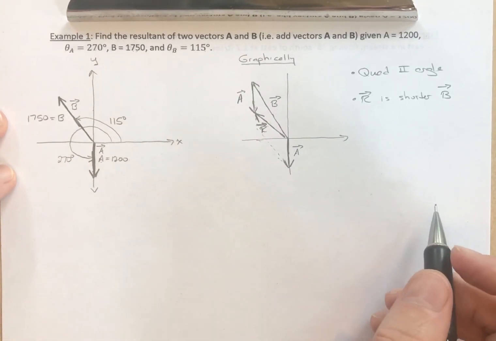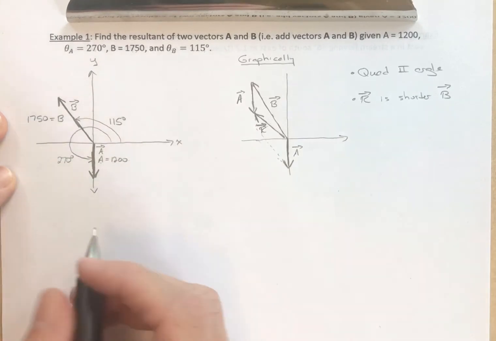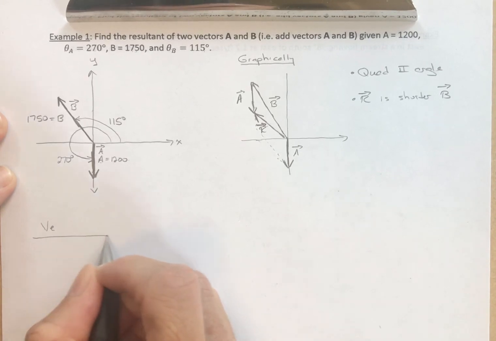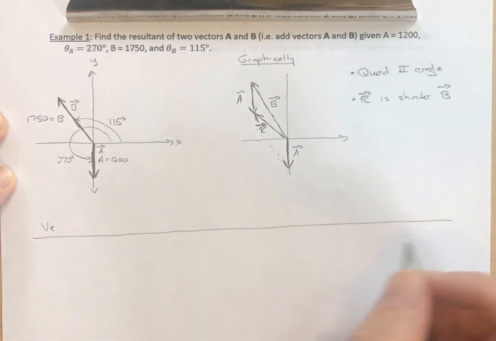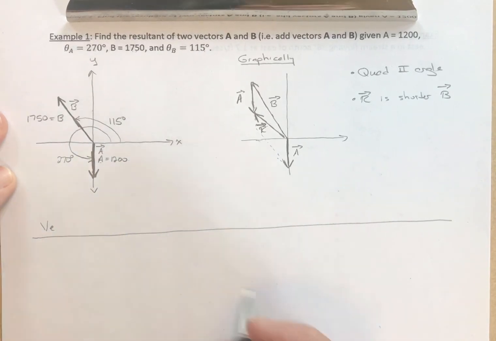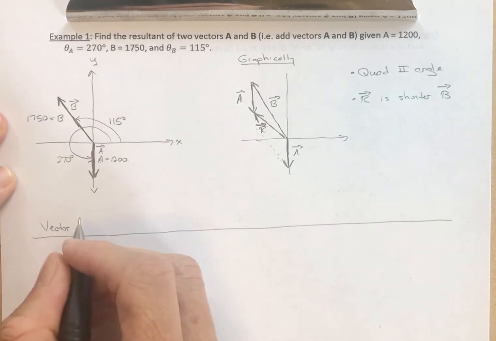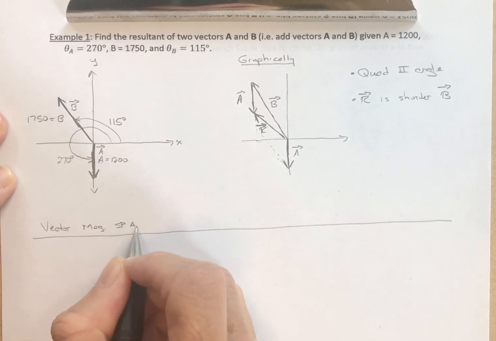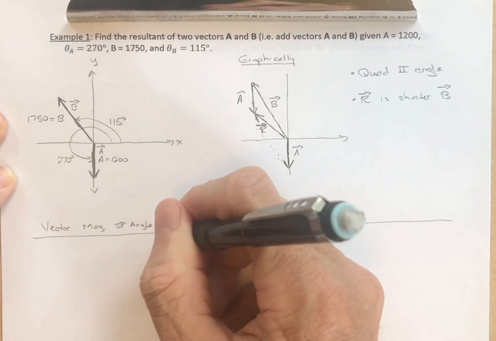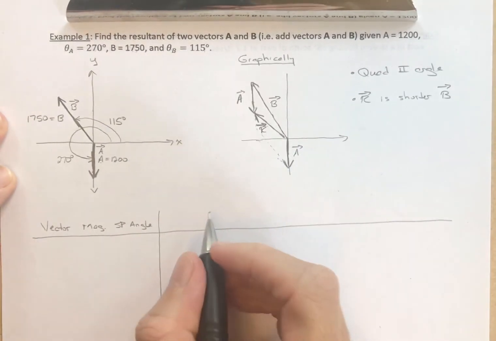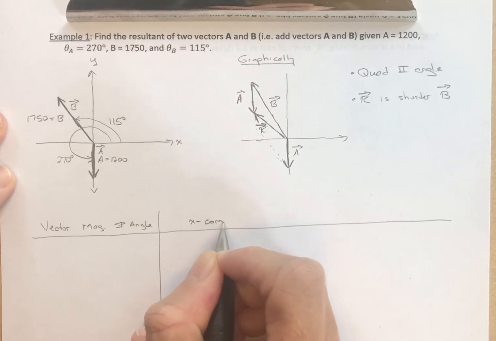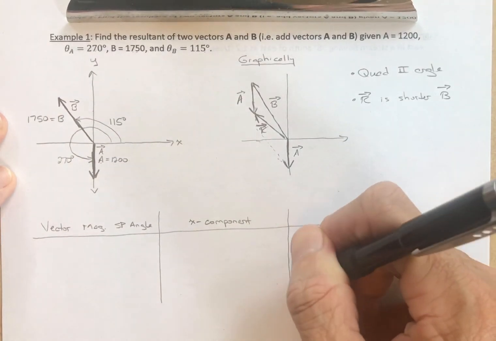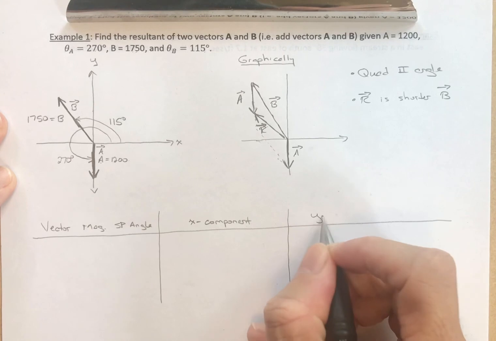My recommendation for doing this is to create a table. So we're going to do it as follows. I'm going to draw a long line across most of the paper. I'm going to put the vector here, its magnitude here, and its standard position angle here. And then I'm going to do the X component, and then the Y component.